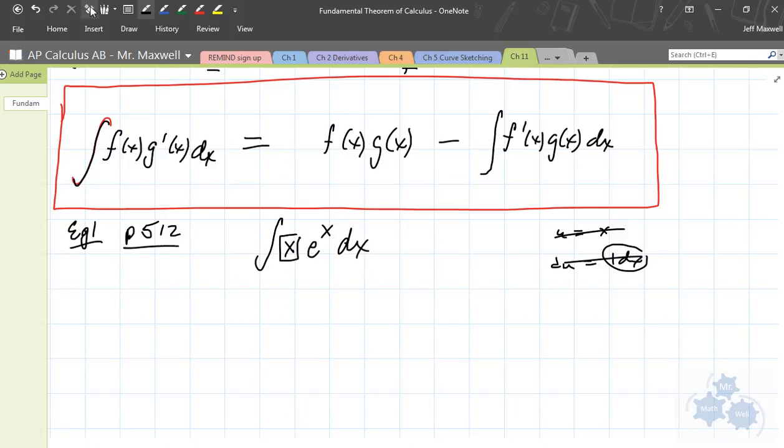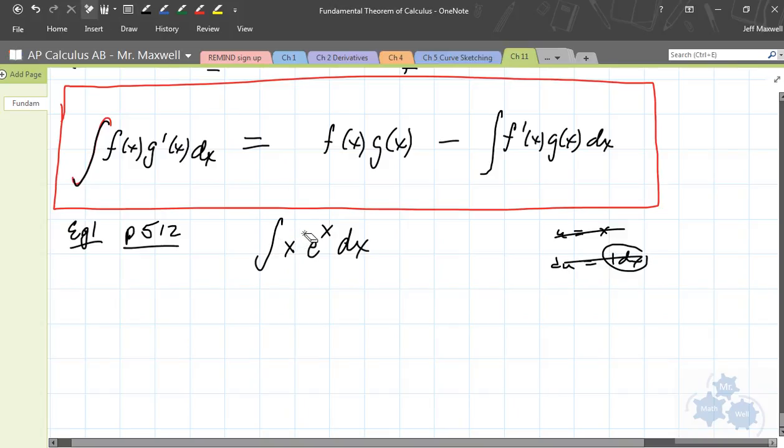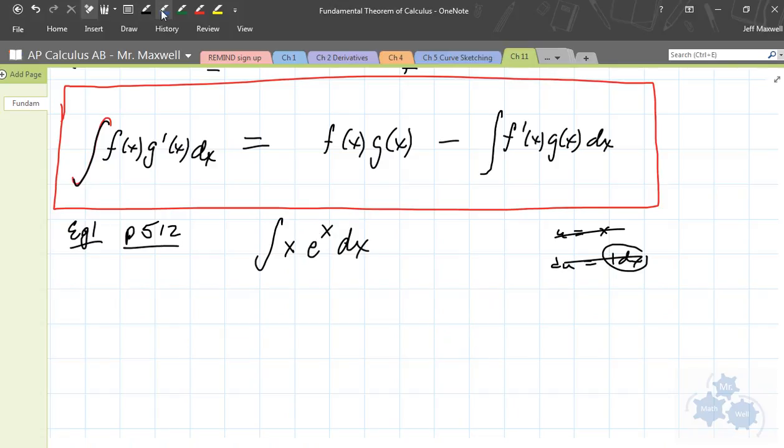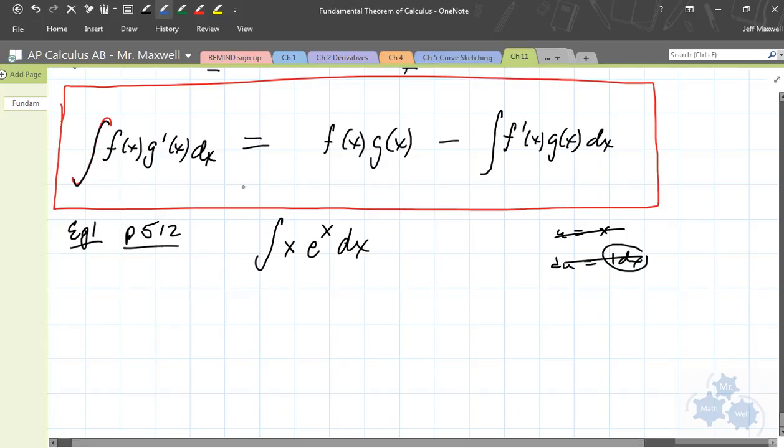But you're going to run into issues. If you run into issues with u substitution, then integration by parts is what you're going to have to take a look at. Now, okay, so what we want to do here is identify what's going to be the first function and what's going to be the second function.